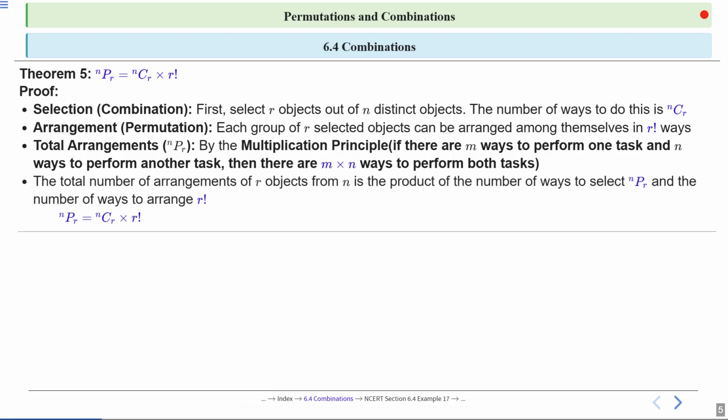So the total number of arrangements of r objects from n is the product of the number of ways to select, nCr, and the number of ways to arrange, r factorial. Okay, so nPr is equal to nCr multiplied with r factorial.